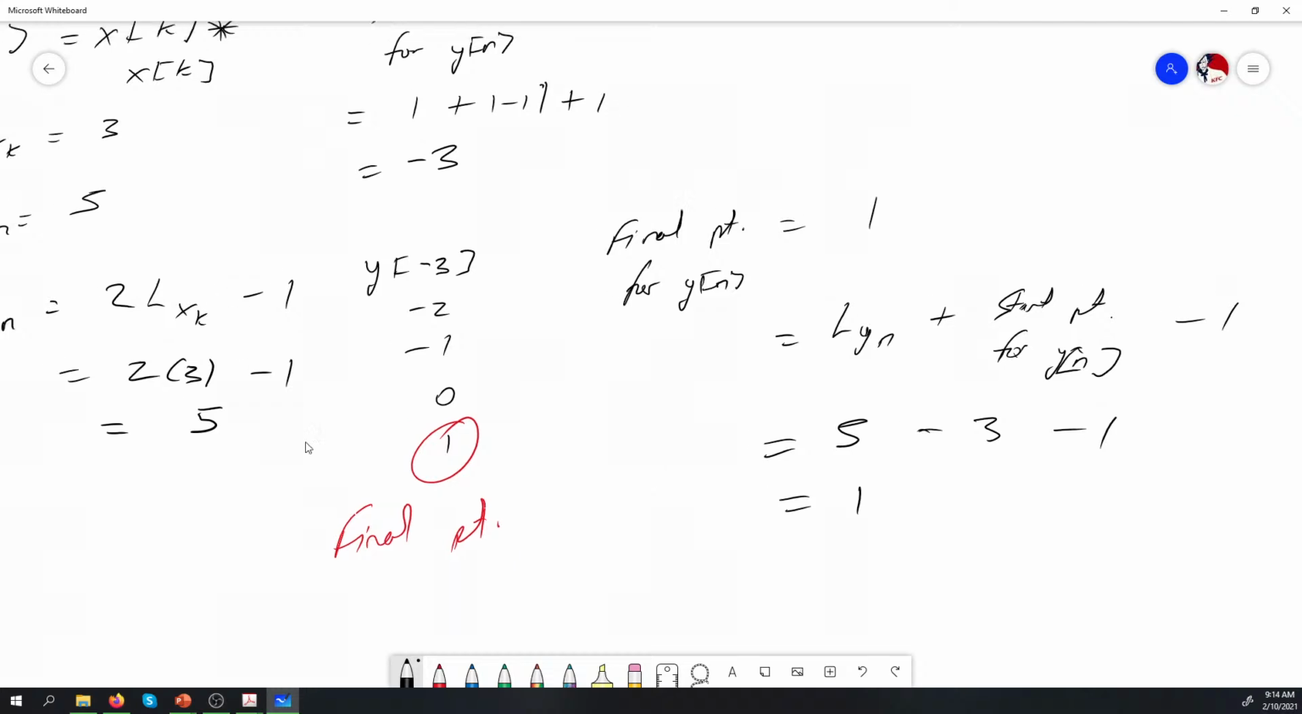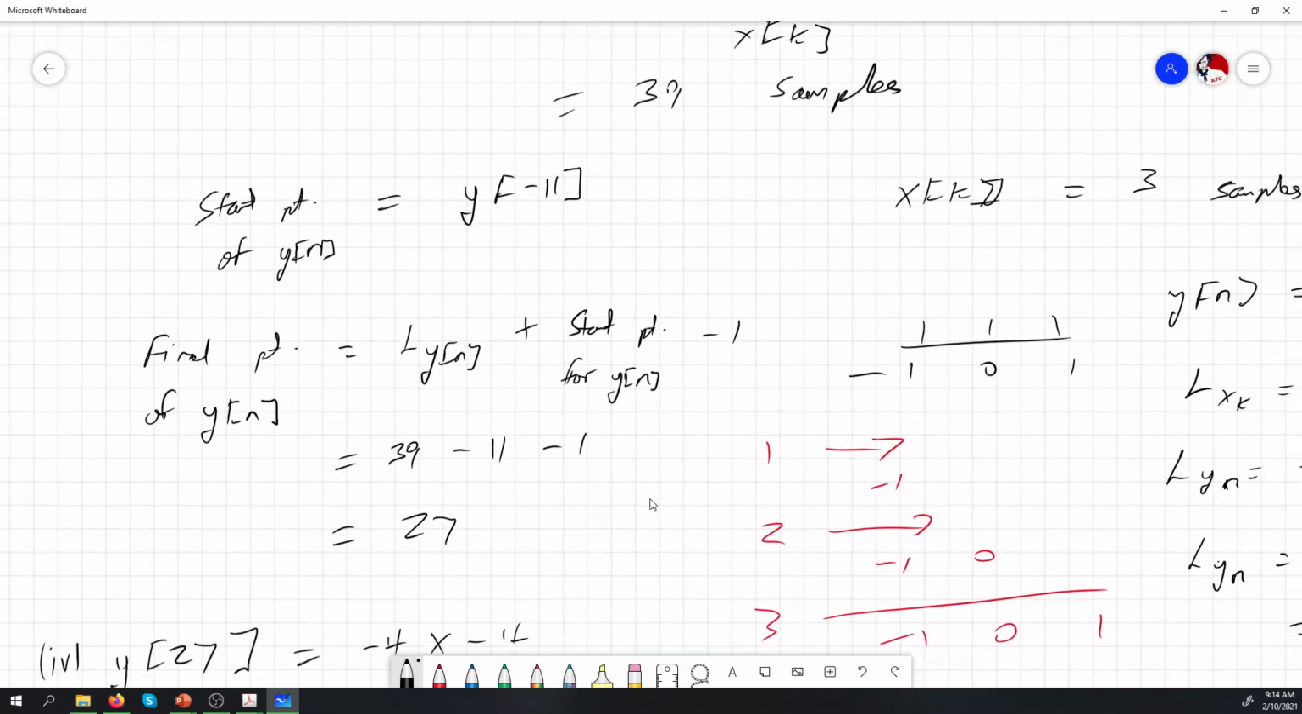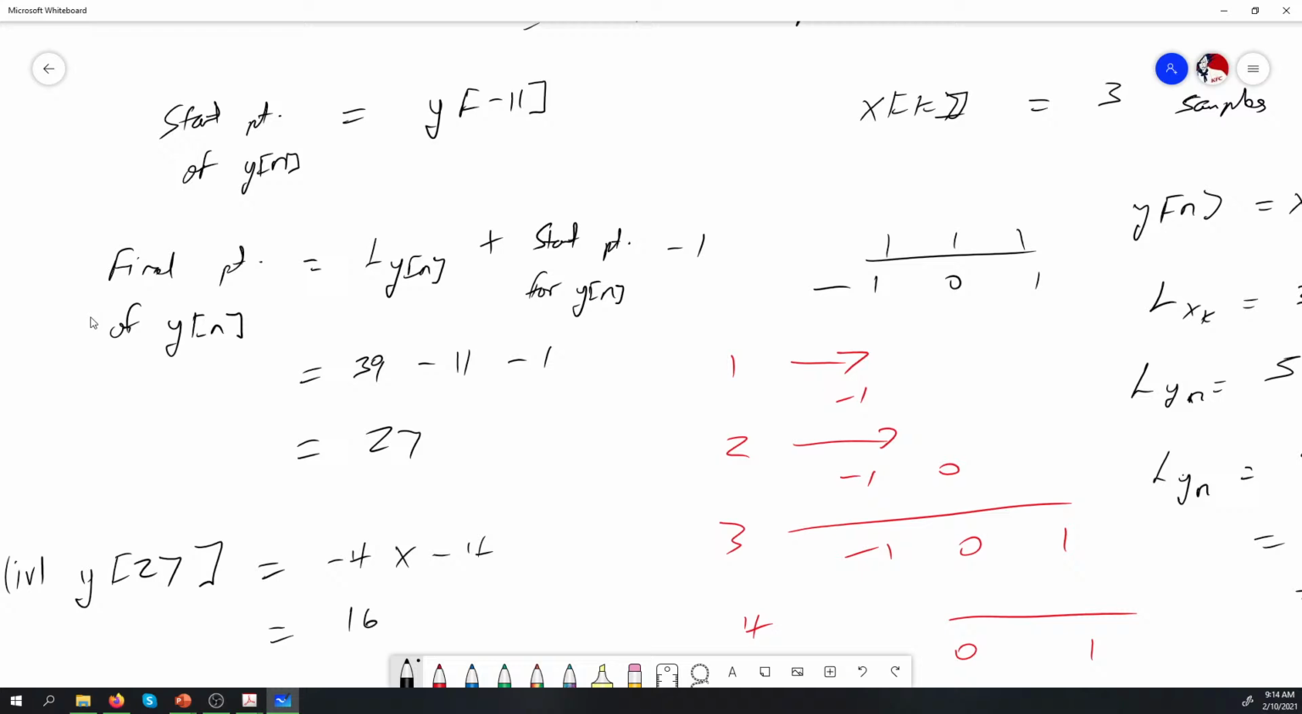Oh yeah, sure. The equation for path 3 here is: final point of y of n is equal to the length of y of n plus the start point for y of n minus 1. And that -1 was basically for that zero overlap.